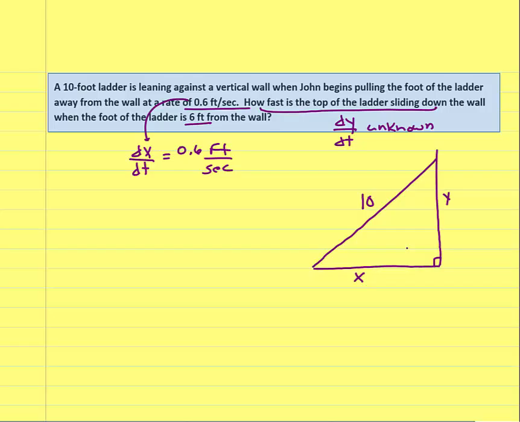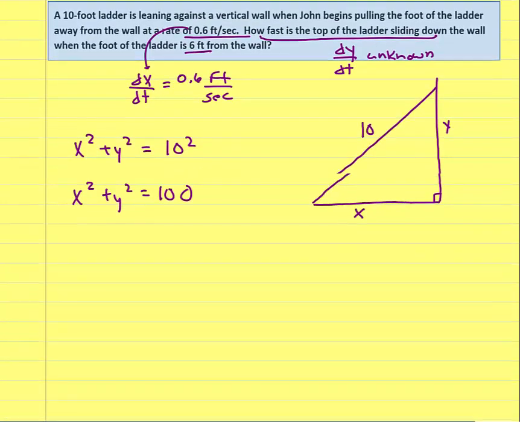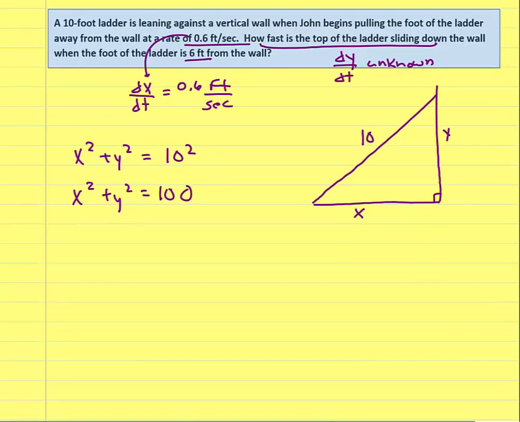So my equation that I want to start with here is x squared plus y squared equals 10 squared, or x squared plus y squared equals 100. So I'm using Pythagorean's theorem. Now I'm not asking anything about area, so I'm not interested in the area of this triangle that's formed. I'm interested in this variable x and this variable y. As one changes, the other changes as well. Okay, so let's see what we can come up with when we take our derivatives.